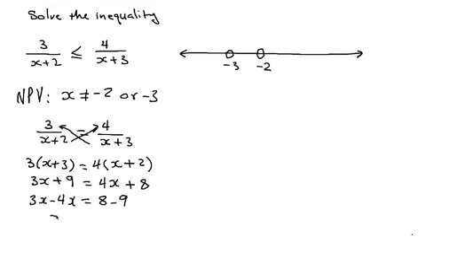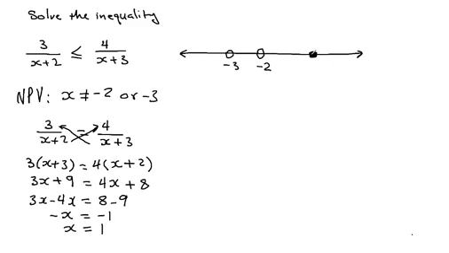Bring the x's to one side, the numbers to the other side. So 3x minus 4x equals 8 minus 9. And therefore negative x equals -1. And that tells you x equals 1.